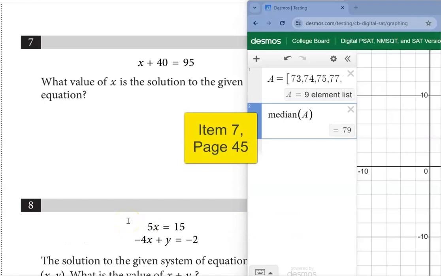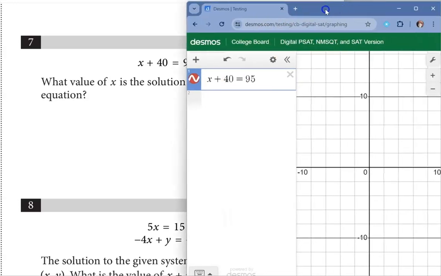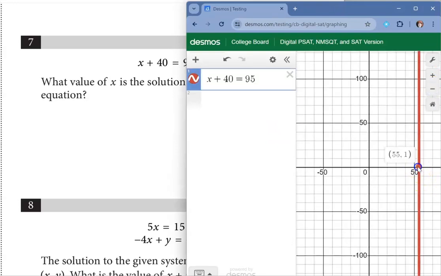The next item we're working is on the same page, page 45, and it's number 7. Clear the calculator first by clicking the gear where it says Edit List, delete all, and you will see that your calculator has gone back to what it was supposed to be. Do that between each question as you work. To solve an equation, you simply type the equation in, and you're looking for a vertical line in the graph, and that indicates the solution to the equation. You can't see it, so zoom out, and you will see it.